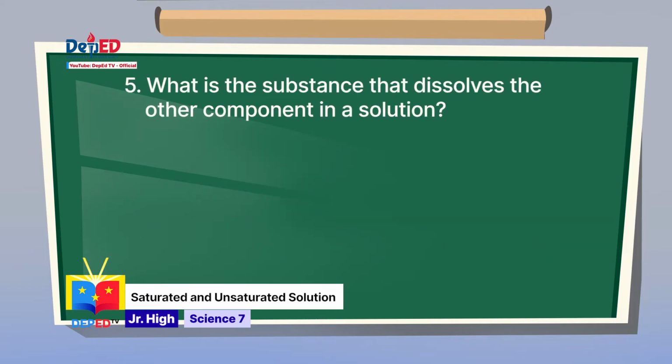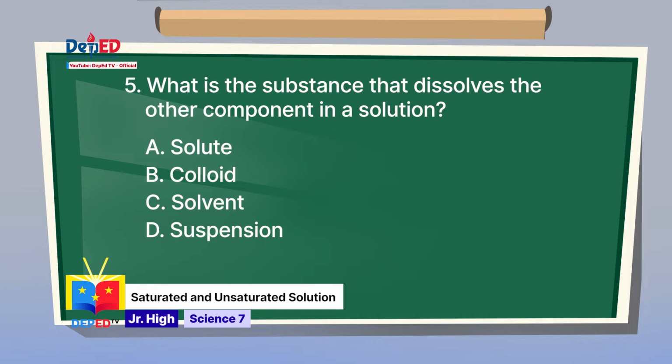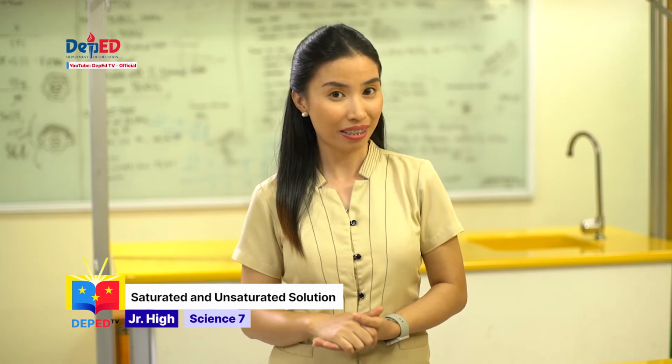Number 5. What is the substance that dissolves the other component in a solution? A. Solute. B. Colloid. C. Solvent. D. Suspension. The substance that dissolves other component in a solution is called a solvent. If your answer is letter C, great job! You got it right!